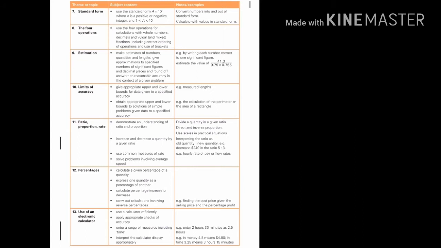Chapter number 11, ratio, proportion and rate. Demonstrate an understanding of ratio and proportion. Increase and decrease a quantity by a given ratio. Use common measures of rate. Solve problems involving average speed.